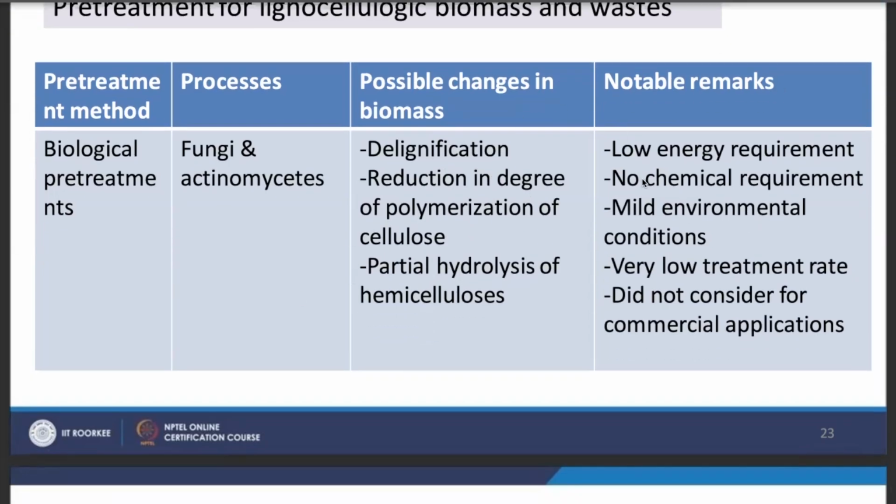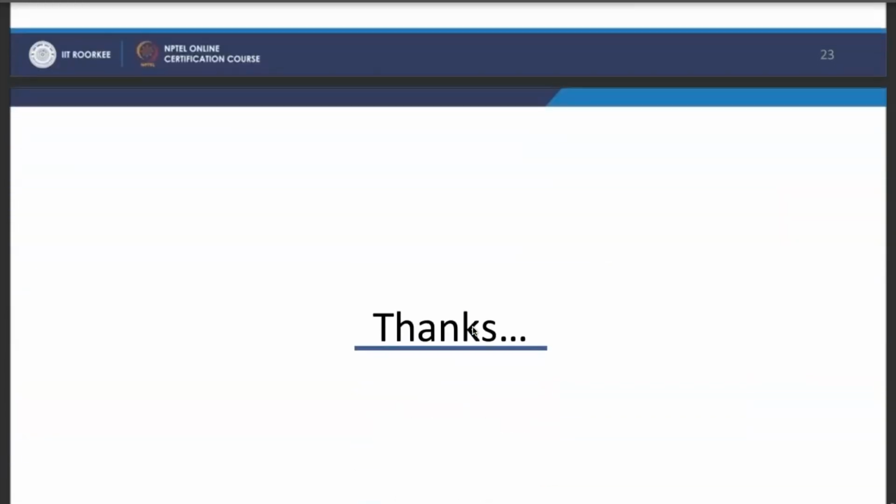Remarks for biological pre-treatments: low energy requirement, obviously because we are using microbes. Chemicals are not required. Mild environmental conditions, we do not need to provide high acidic or high temperature conditions. Very low treatment rate. Not considered for commercial applications. Obviously, again, these are all for study purposes and lab scale studies only.